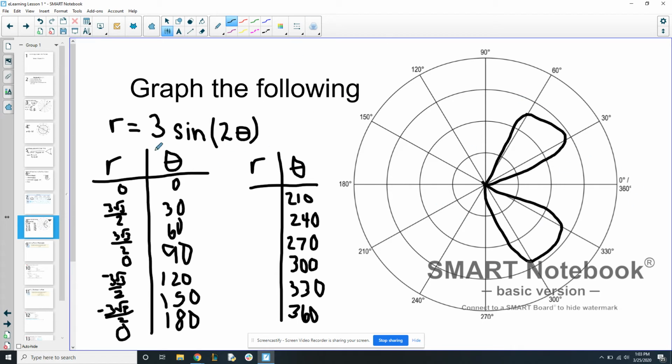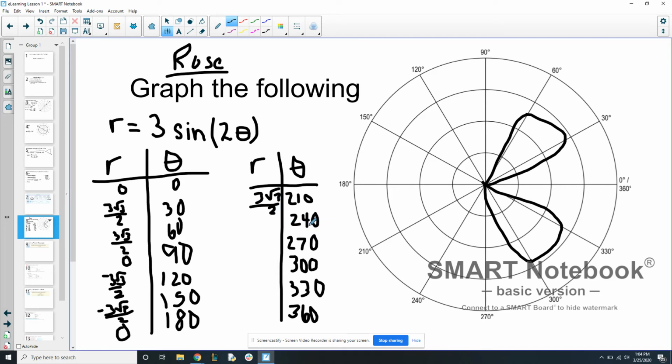So obviously, this is going to end up being roses. So hopefully you were able to figure that out based off the equation that we have, our roses here. 210, take that times 2. 210 times 2 is 420. Well, that's bigger than 360. So we have to subtract 360 from that. So it's the same as 60 degrees. Well, we already know 60 is 3 square root 3 over 2.